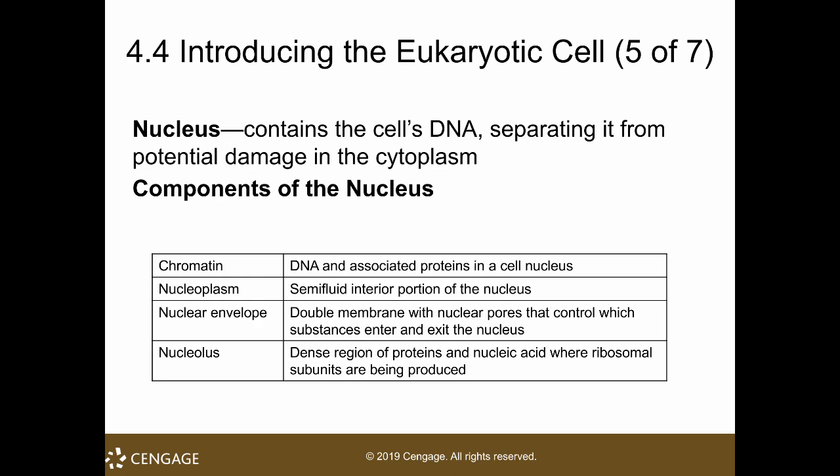It has many holes in there so that the mRNA can easily pass through. And also you have the nucleolus, a dense region of proteins and nucleic acid where ribosomal subunits are being produced.